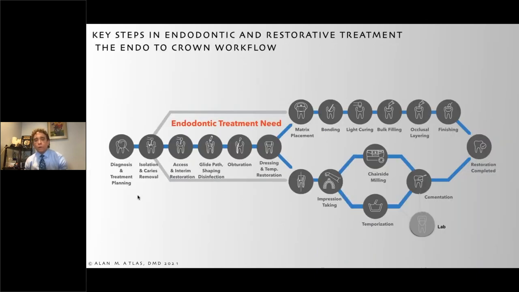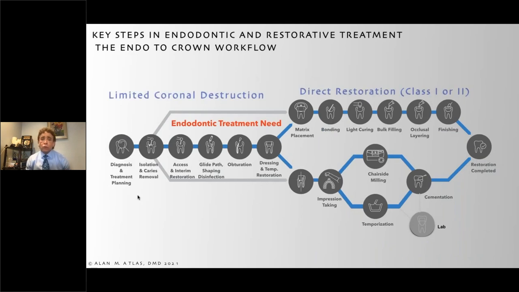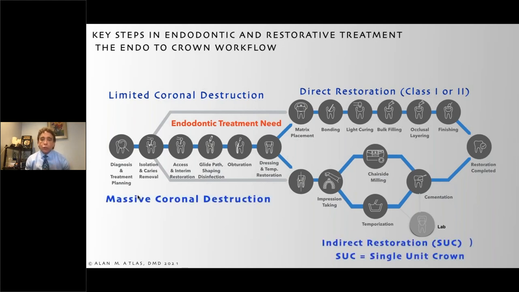So when we look at the workflow, we see with limited coronal destruction, we can do direct restorations. Now, I don't have time to go into the parameters for direct restorations. I will lead you to a paper that I wrote that does discuss it very well, but you need a good amount of tooth structure and understand the occlusal forces when making that decision to do a crown versus perhaps a class 1 or a class 2 restoration. I'm going to focus today instead on the massive coronal destruction, where we'll need to do a single crown, or a fixed partial denture, or multiple crowns, whatever the case may be.